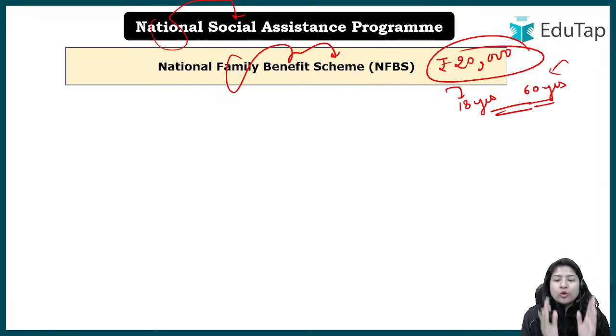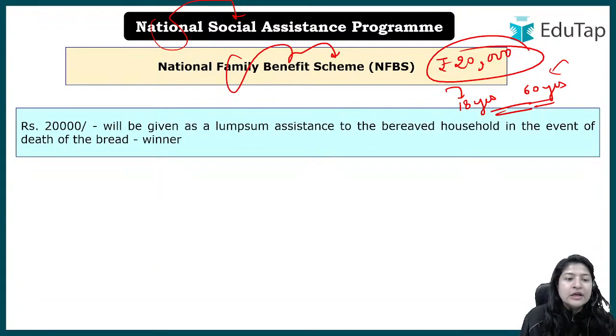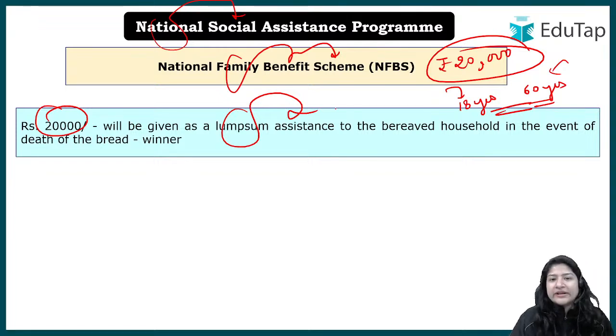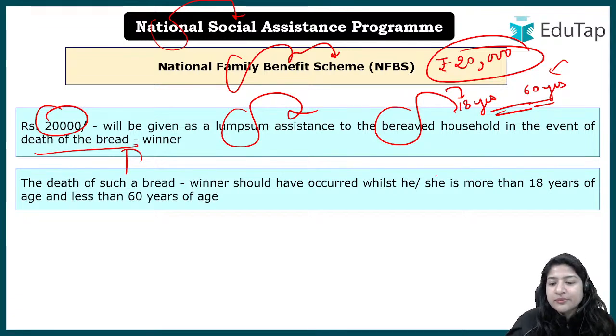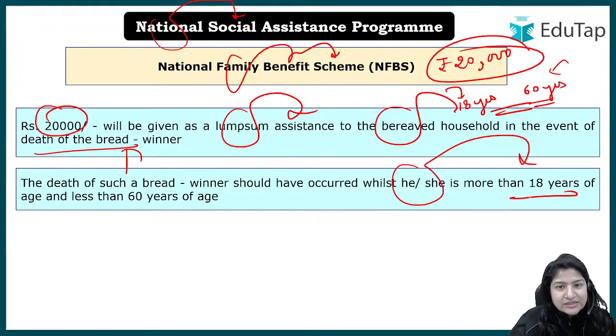ठीक है, तो only if the breadwinner is between 18 to 60 years age and the person has died, the family will get the benefit, one time 20,000 मिलेगा. ठीक है, कितना मिलेगा? Lump sum 20,000 will be given. Lump sum means one time assistance that will be provided to the bereaved family in the event of the death of the breadwinner. ठीक है, and that breadwinner should be at what age? He or she should be more than 18 years as a working person and less than 60 years.